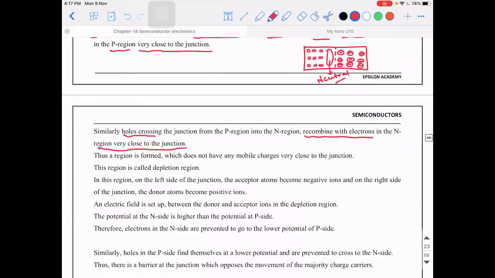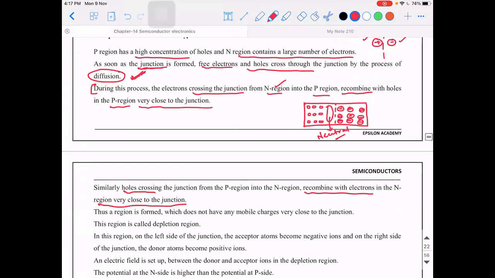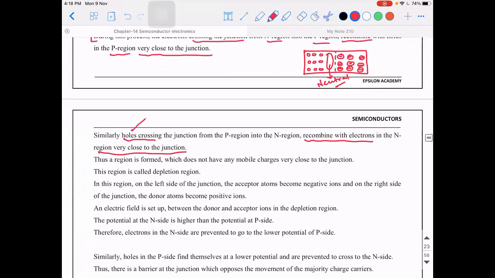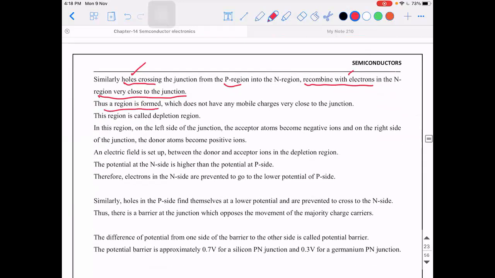Now let me read out so that you can relate to all the points that I've told. So you understood what is diffusion, right? During this process, the electrons crossing the junction from the N region into the P region recombine with holes in the P region very close to the junction. Similarly, holes crossing the junction from the P region into the N region recombine with the electrons in the N region, which are very close to the junction. By this kind of process going on, a region is formed which does not allow any mobile charge carriers very close to the junction. And this region is called the depletion region.